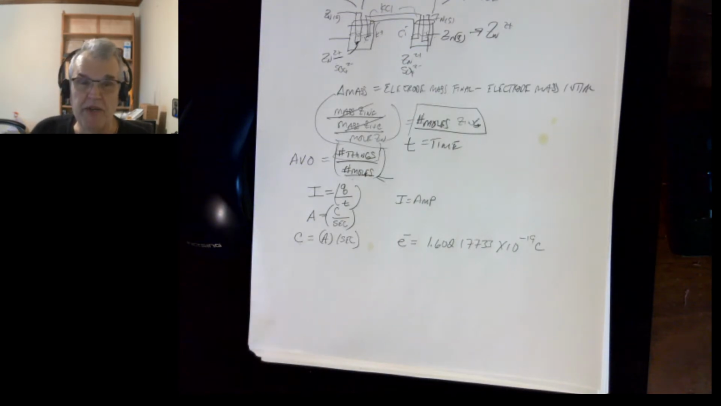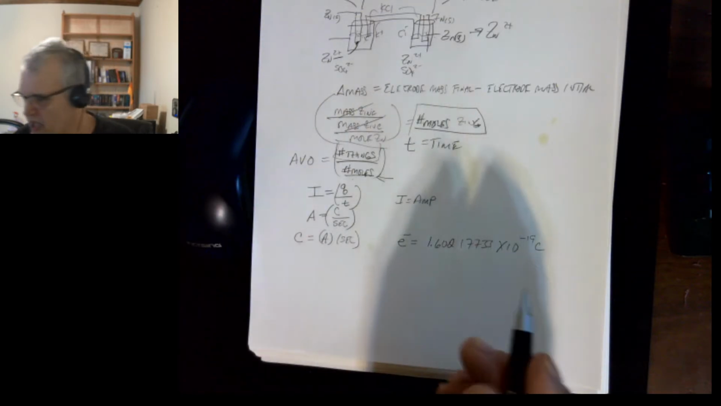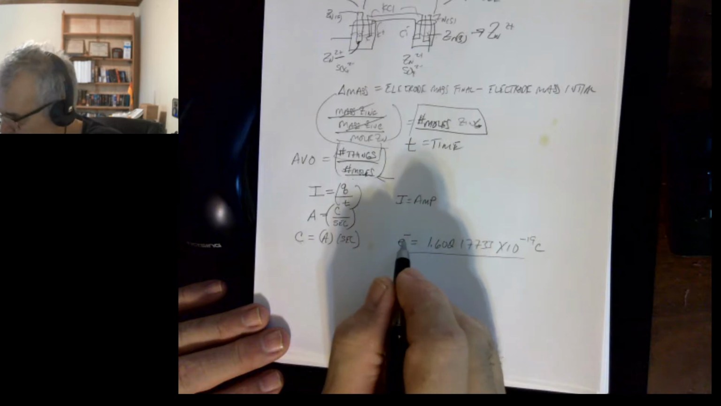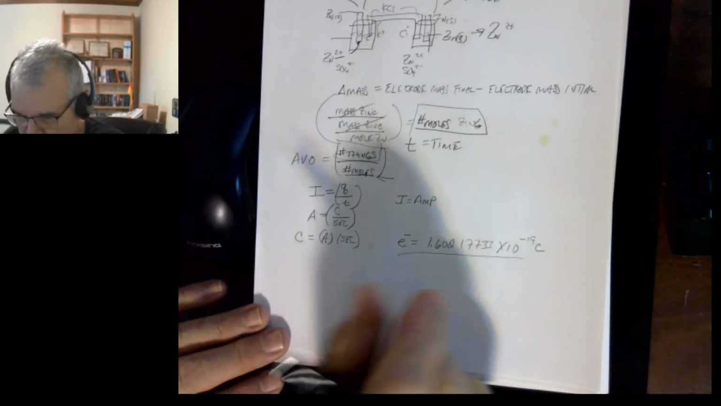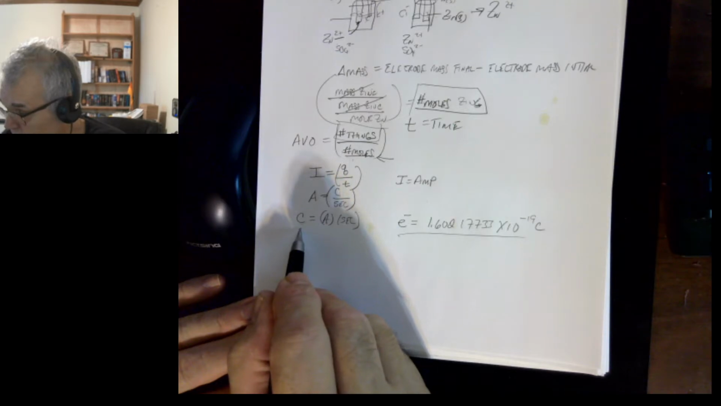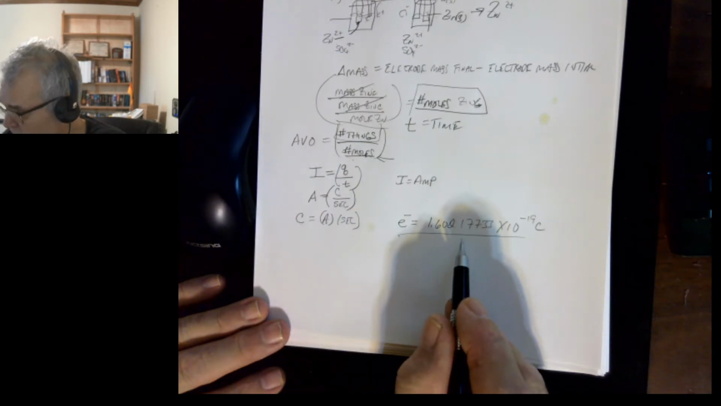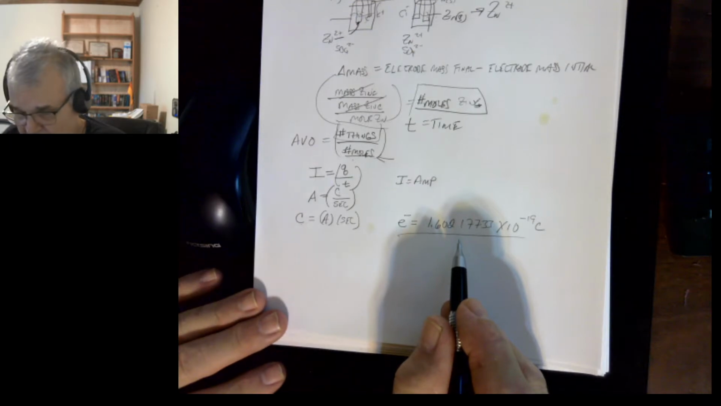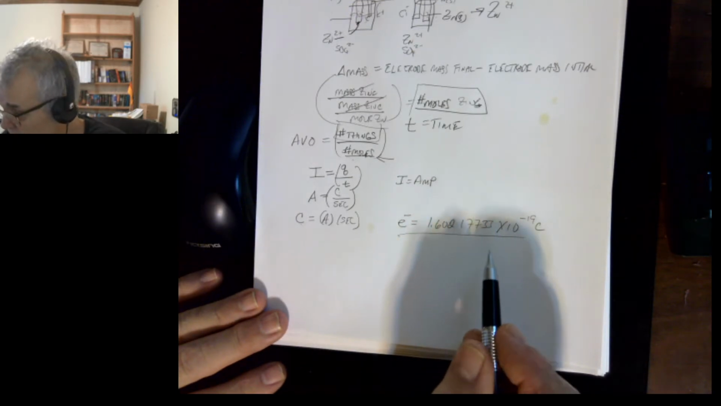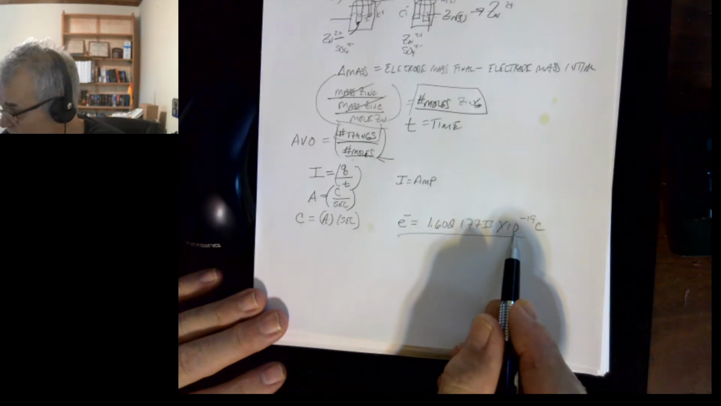Avogadro's number, 6.022 times 10 to the 23, you should know. But this number, the number of coulombs in an electron, that's E minus for electrons, I wouldn't expect you to know that. So if I can figure out the number of coulombs, I can figure out the number of electrons, right? Because this is how many coulombs there are in an electron.